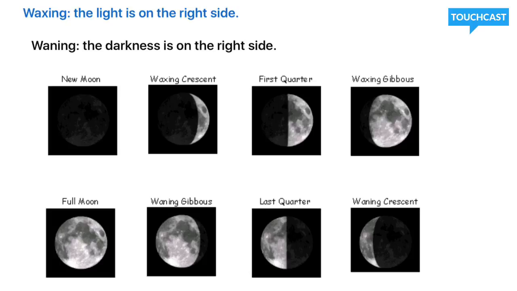So go ahead and write this down, but the first thing you need to do is always look at the right side. You are always looking at the right side. So on both of these, you are looking at the right side. Cannot emphasize that enough. If you see light, then it is going to be waxing. However, if you see darkness, that makes it waning.